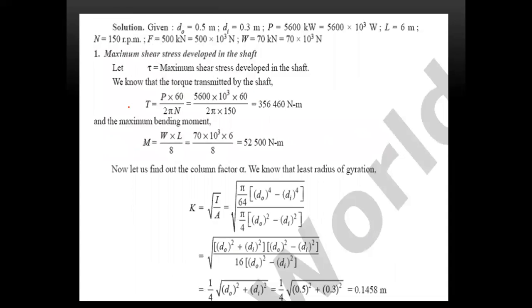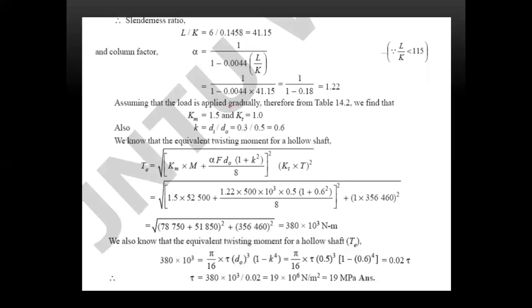So first write the given data. Write the maximum stress formula, T is equal to so and so, apply this bending moment, so we are getting this one. Now the K factor is equal to so and so formula, so finally we are getting K. The slenderness ratio L by K is equal to so and so, we are getting the column factor, this one, the K values, the T value, and finally we are getting the tau value.